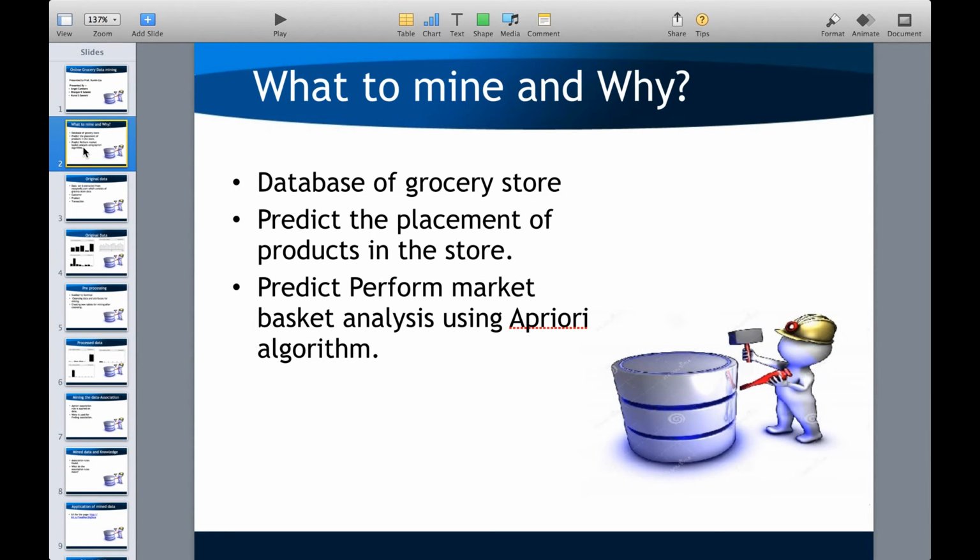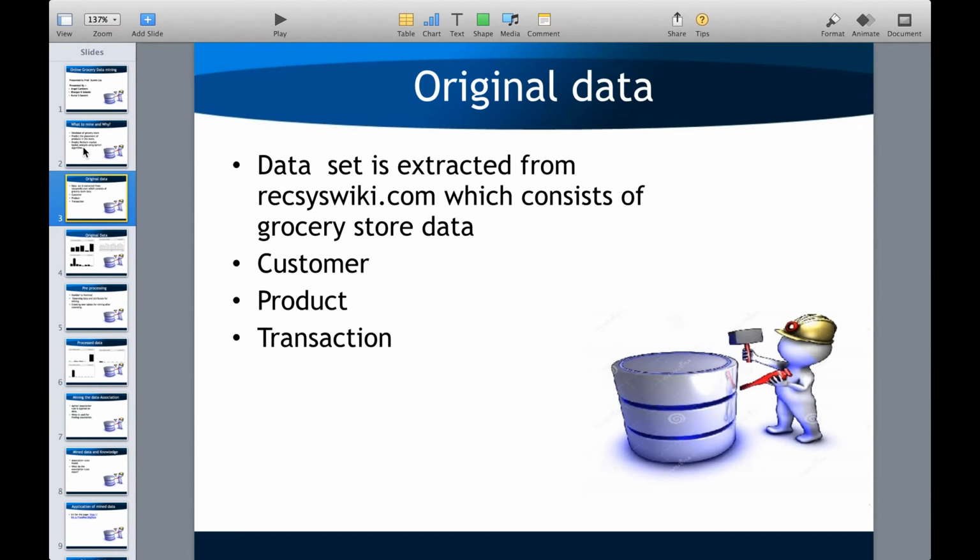Here we have the question: what to mine and why. As you see, the database of a grocery store is what we are going to be mining. What we aim to do during this project is to predict the placement of products in the store and perform market basket analysis using the Apriori algorithm. Companies like Amazon have started grocery shopping online, so it has become necessary to implement data mining for such a target market.